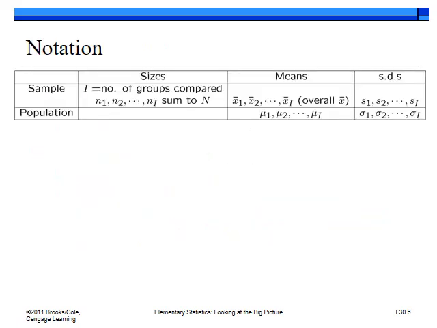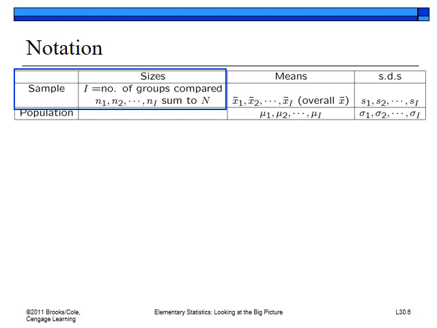Let's quickly look at some notation. Here, capital I represents the number of groups compared. So if we were talking, for example, about Wofford students, we might have first-year students, sophomores, juniors, and seniors. Those are 4 groups, so in that case, capital I would be 4. Our notation for the sample sizes in each of those individual samples will be N1, N2, all the way up to N sub I. All those numbers together, when you add them up, you get a number we're going to call capital N. That's the overall size of the big sample.